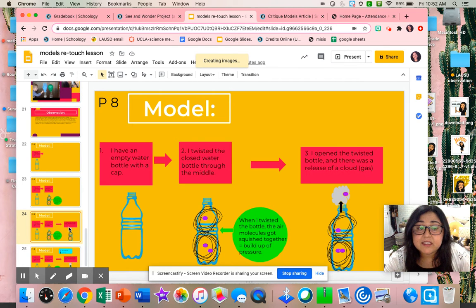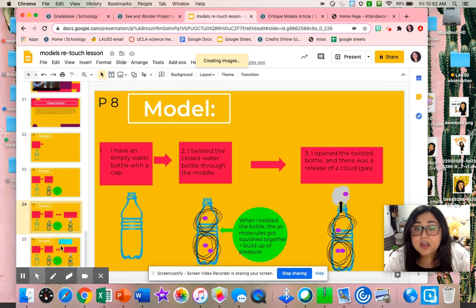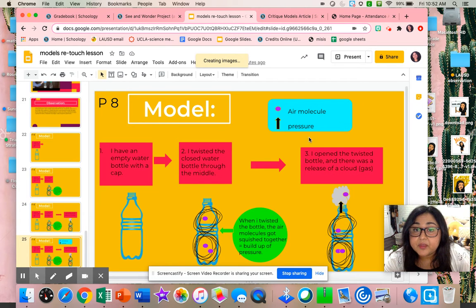However, I am missing one more thing. Okay, a key right over here. So a key you include to write what your symbols represent. So these little circles are my air molecules, and that arrow was my pressure. Okay, so I have finished my model.